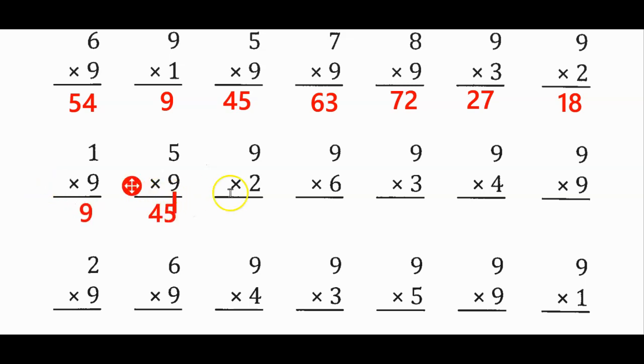5 times 9 is 45. 9 times 2 is also 18. 9 times 6 is 54. 9 times 3 is 27. 9 times 4 is 36. 9 times 9 is 81.